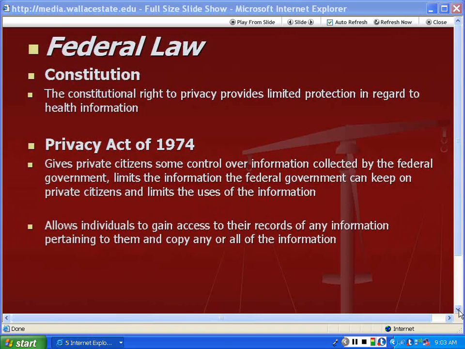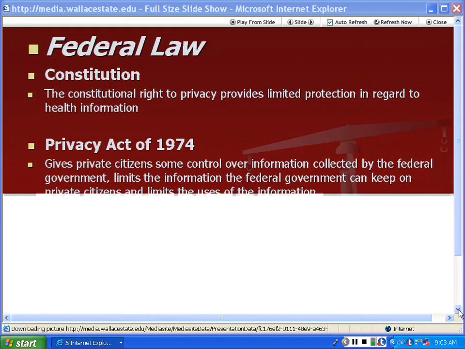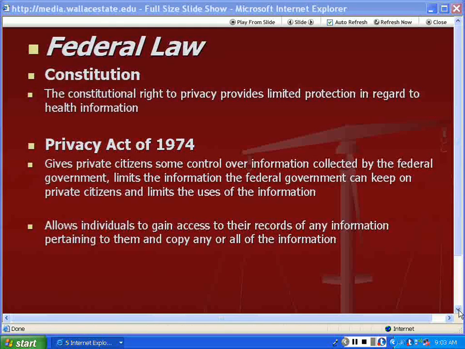Another thing that the Privacy Act did is allow individuals to gain access to the records that are kept on them by the federal government and to copy the information. Again, there are exceptions to the rule, but as a general rule, the Privacy Act of 1974 gives each of us as citizens of the United States a right to copies of information that's kept on us by the federal government.